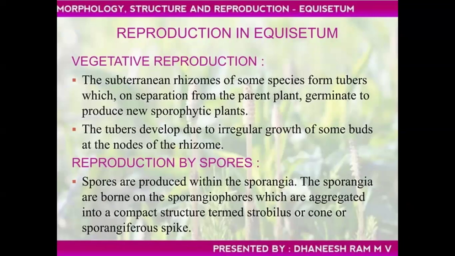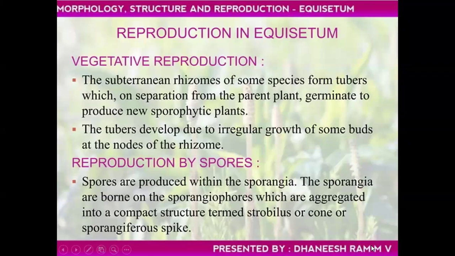Now, when I talk about sexual reproduction, the adult Equisetum plant, as we told you, develops strobili at the apices of the stem. The strobili are an aggregation of sporophylls. On the sporophylls, that is the leaves, the sporangia develop, and these sporangia produce spores.